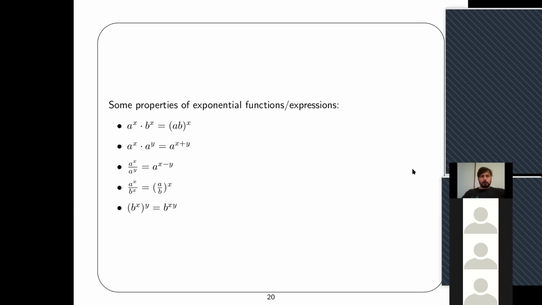Okay. Here are some properties of exponential functions and expressions. If you have a to the power of x times b to the power of x, it's just ab to the power of x. You should be familiar with this. a to the power of x times a to the power of y is a to the power of x plus y. And then the division becomes a negative: a to the x divided by a to the y is a to the x minus y. And for the division of bases, just take the x out and so forth.